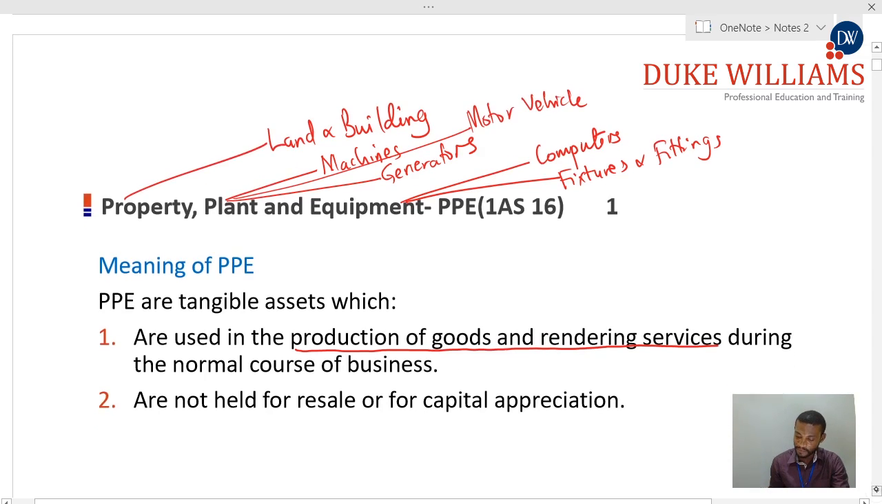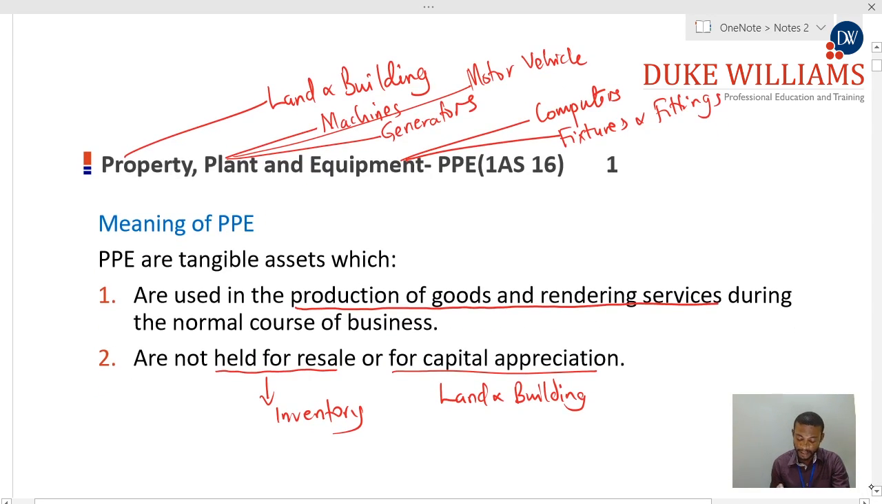So the objective for acquiring these assets, they are not held for sale. They are not held for their resale. If they are held for their resale, we'll look at inventory. Or for their capital appreciation, we could have a land and building, which could be acquired for their capital appreciation, so that subsequently the entity will sell it. Now, if this is the objective, then the entity would have to account for these assets using IAS 40, which you call investment property. And then the inventory, we'll be looking at IAS 2.